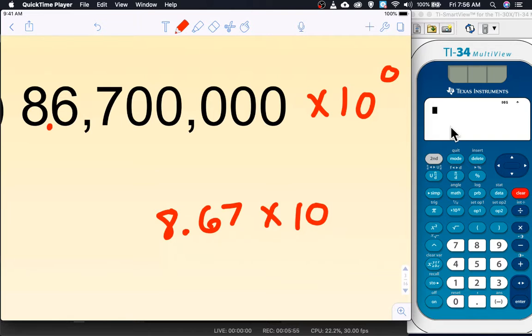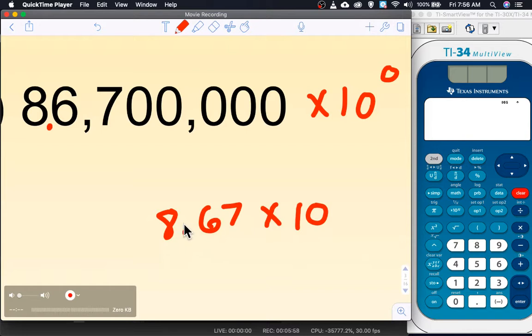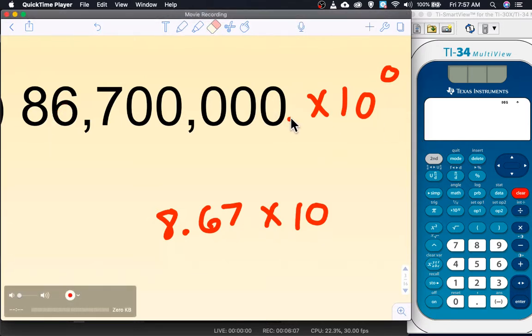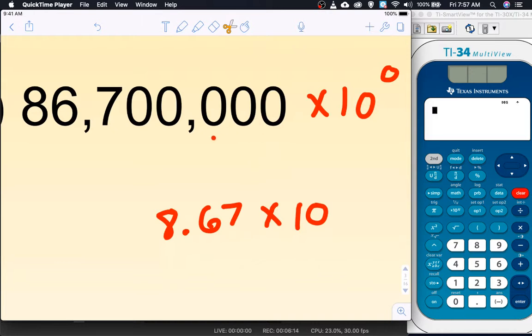And how do we know? Well, we had to move the decimal from where it started, this original number. The decimal was here at the end. And we had to move this decimal a bunch of places. We moved it 1, 2, 3, 4, 5, 6, 7 places. We moved it 7 places, and the value of this number got smaller.